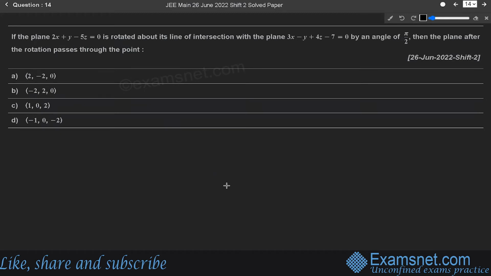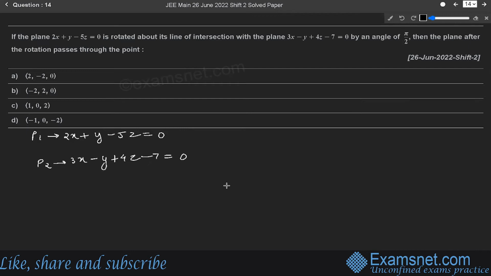Moving on to the next question. If the plane 2x plus y minus 5z is equal to 0 is rotated about its line of intersection with the plane 3x minus y plus 4z minus 7 is equal to 0 by an angle of pi by 2, then the plane after the rotation passes through the point. So two planes are given here. Let this be P1 and let this be P2.